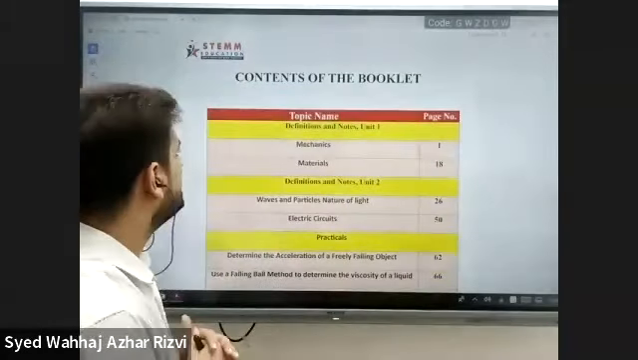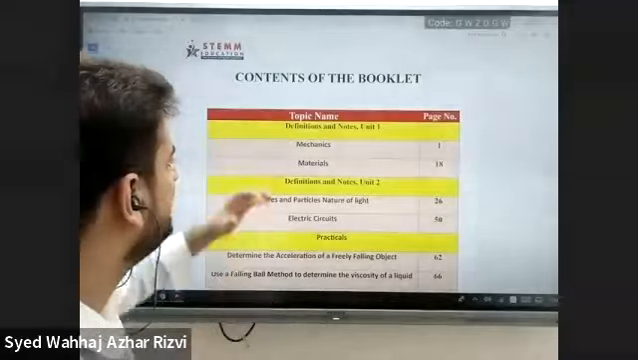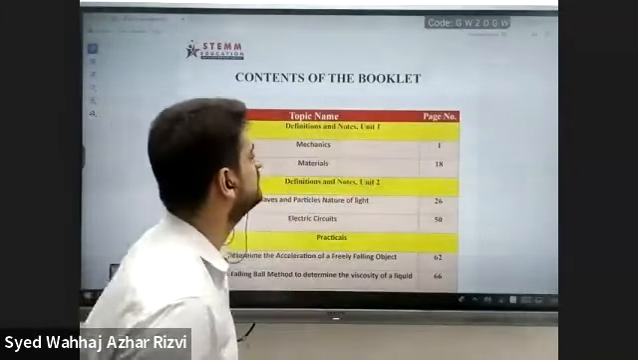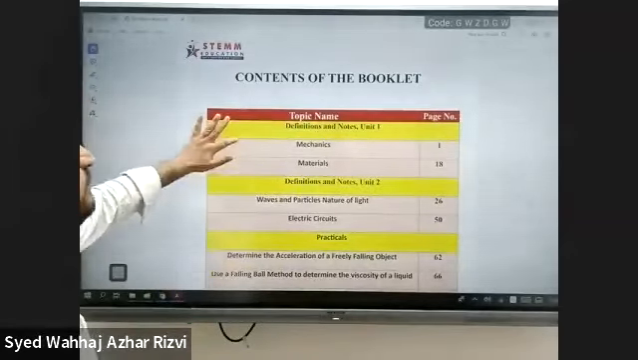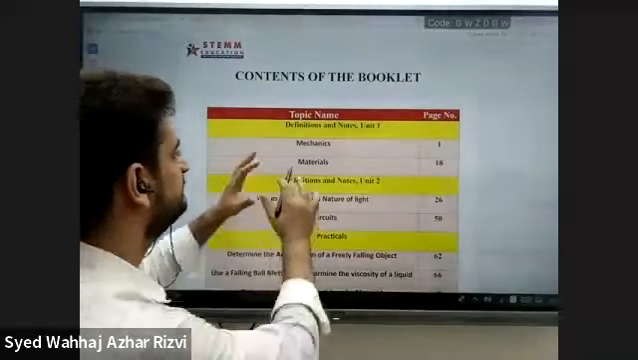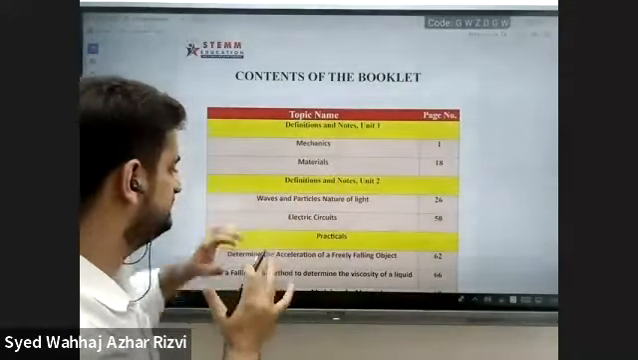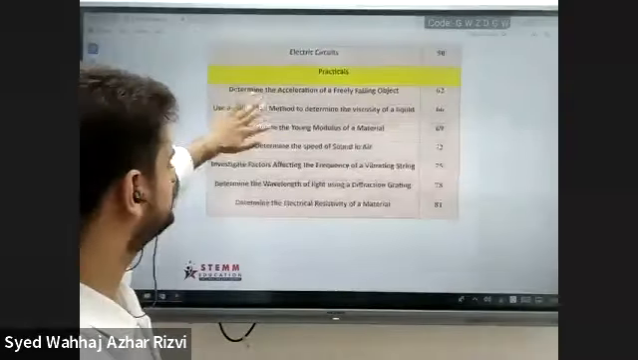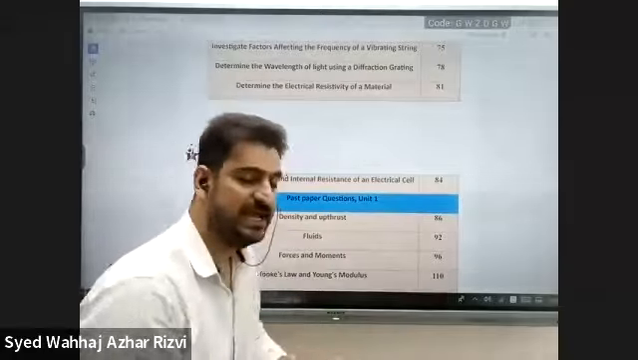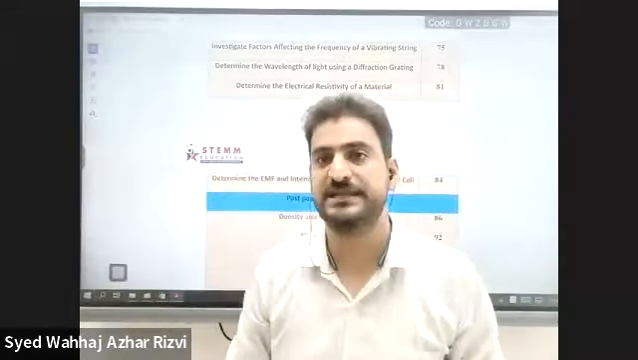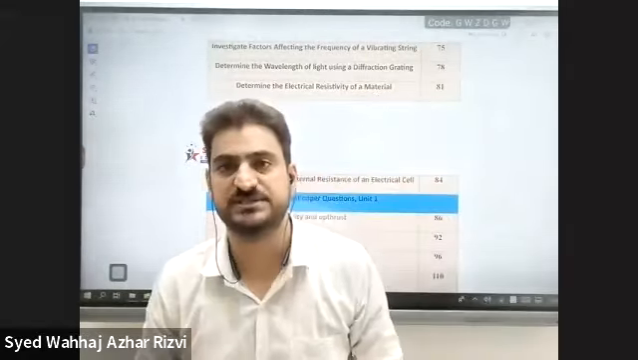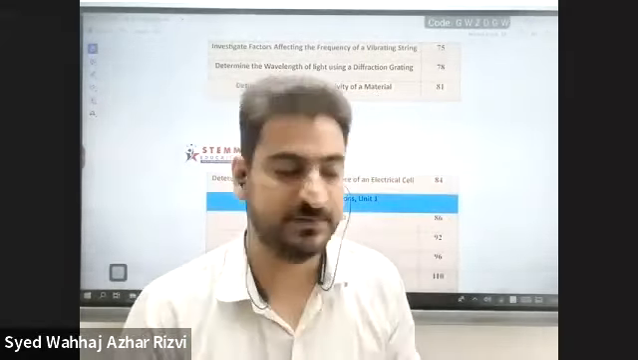So today we are going to start with our topics, and we are going to look at the different kinds of contents that we are going to provide you with. This is a book that has been compiled by STEM Education, and it contains definitions, notes, and practicals. It is also going to contain different types of past papers, topic-wise, and an exhaustive dealing with the different kinds of topics and questions which are being asked in the A2 level examination.